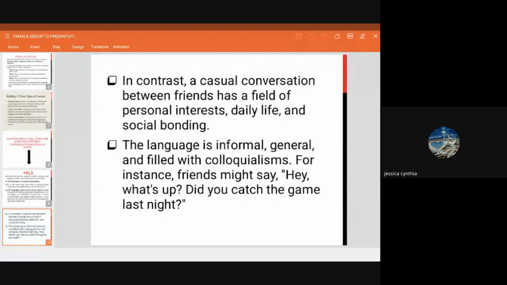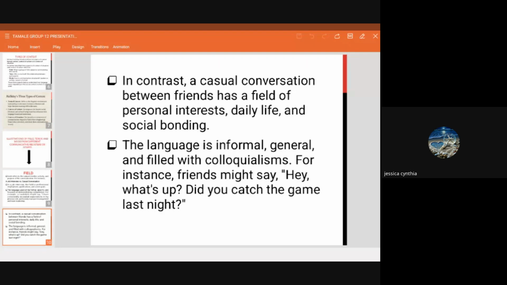The language used in a job interview will not be the same as the language used in a casual conversation. In a casual conversation, the language is informal, it is general, and it is filled with colloquialisms. For instance, friends might say, "Hey, what's up? Did you catch the game last night?" Now, this kind of language cannot be used in a job interview. I'm sure we all agree.